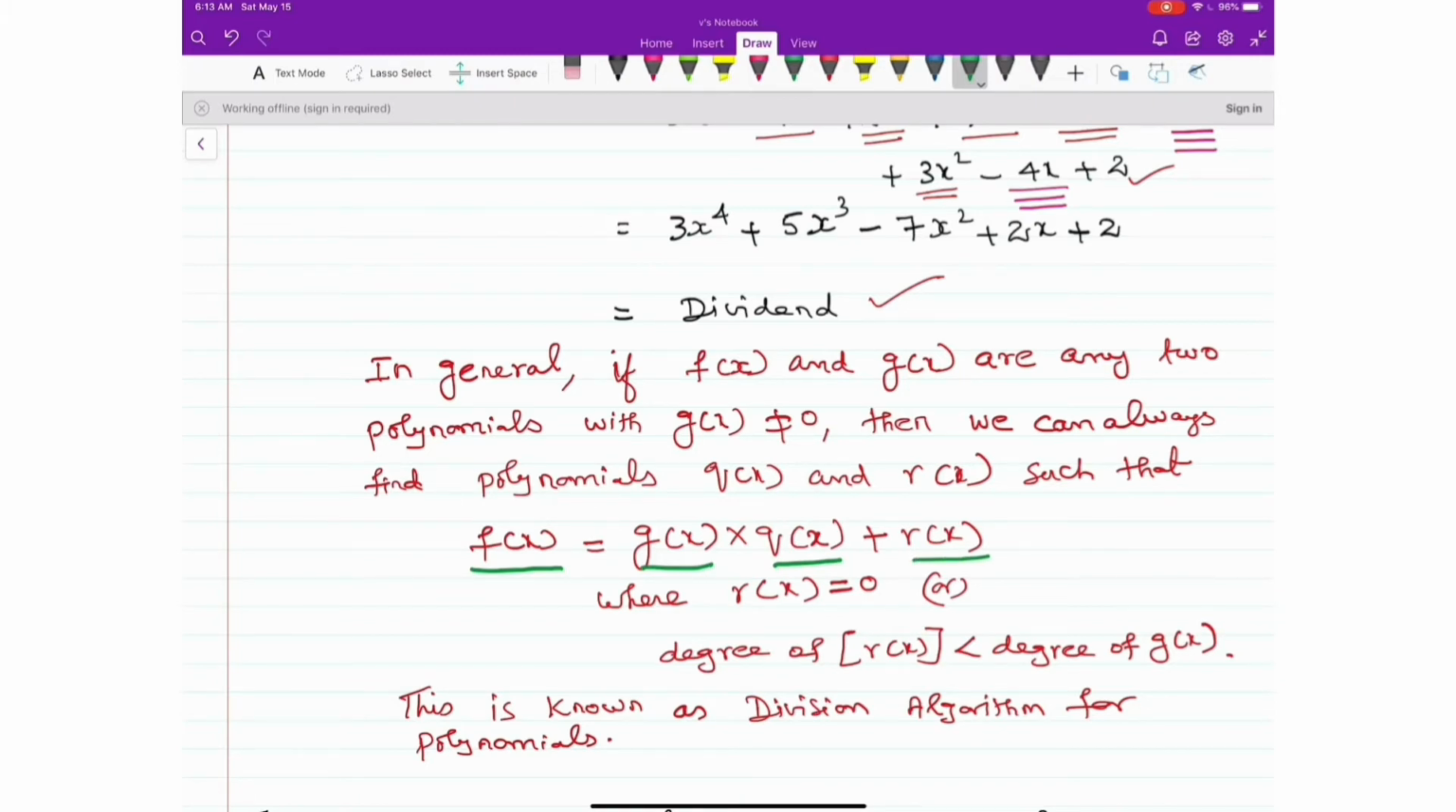Now, if r of x is equal to 0, then we can say that g of x is the factor of the polynomial f of x. So, let me write that important point, important note. If r of x is equal to 0, then g of x is a factor of f of x. So, this point you have to keep in mind.